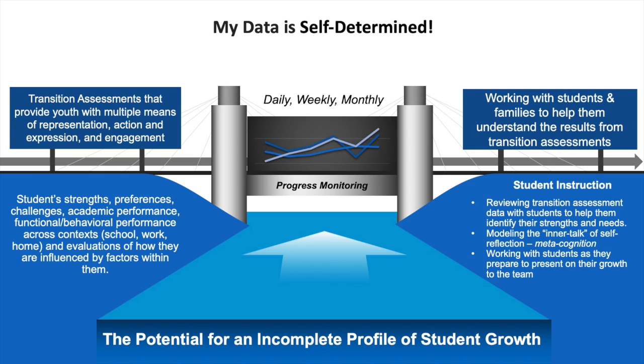As we engage in progress monitoring, the other part of our work revolves around working with students and families to help them understand results from their transition assessment. We might also use instruction and learning opportunities for students to review their transition assessment data so that they can build their capacity to identify their strengths and needs. Evidence-based approaches to supporting this include modeling the inner talk or self-reflection, which we often call metacognition, and working with students as they prepare to present on their growth to the team.